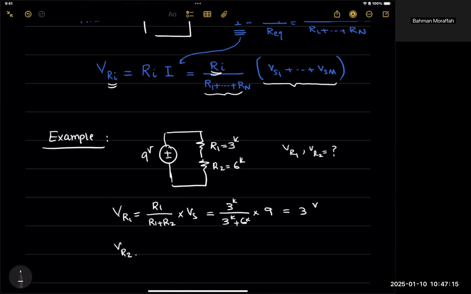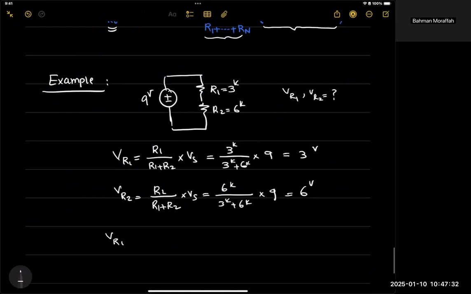If I want to know V across R2, that is proportional to R2 divided by the summation times Vs. So it is 6K divided by 3K plus 6K times 9. So it's going to be 6. And as you can see, if I add up V of R1 plus V of R2, that actually gives me my source value. So this is actually correct.